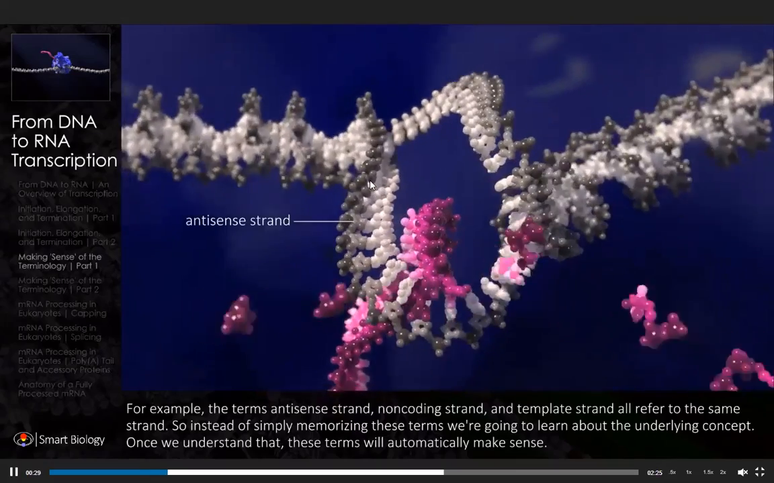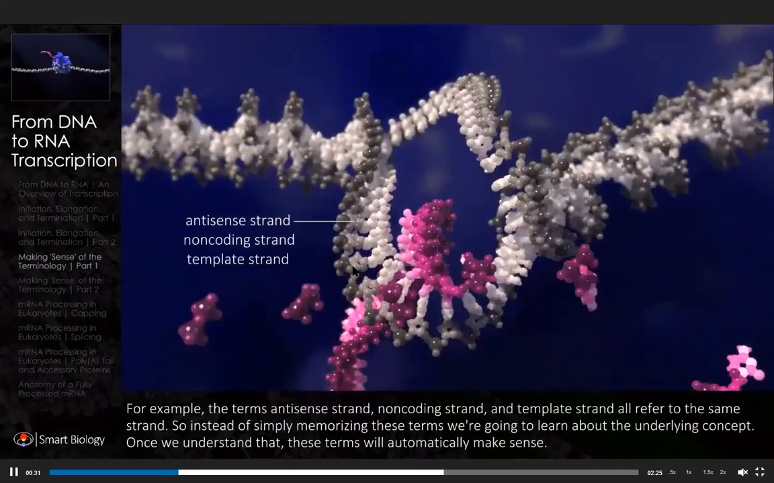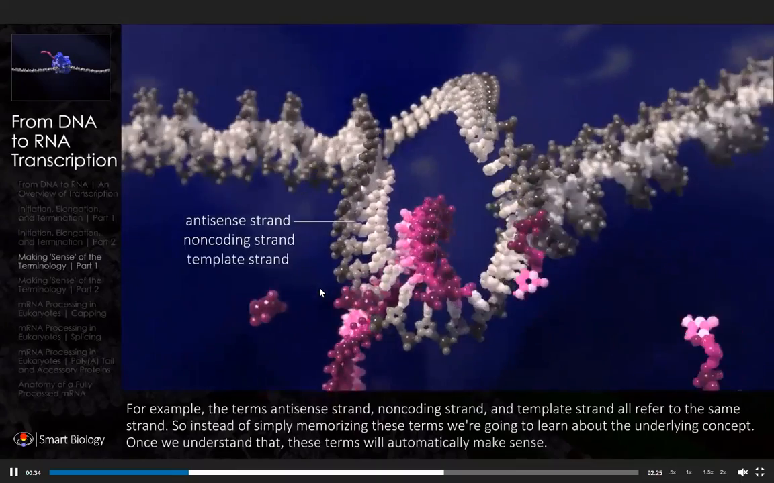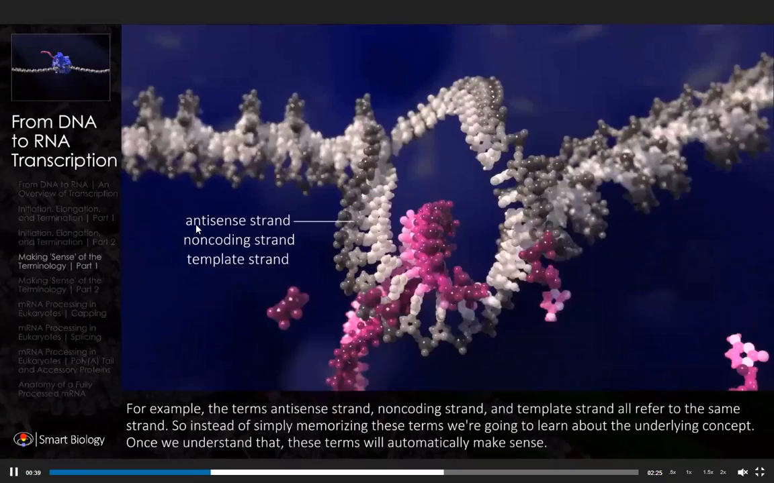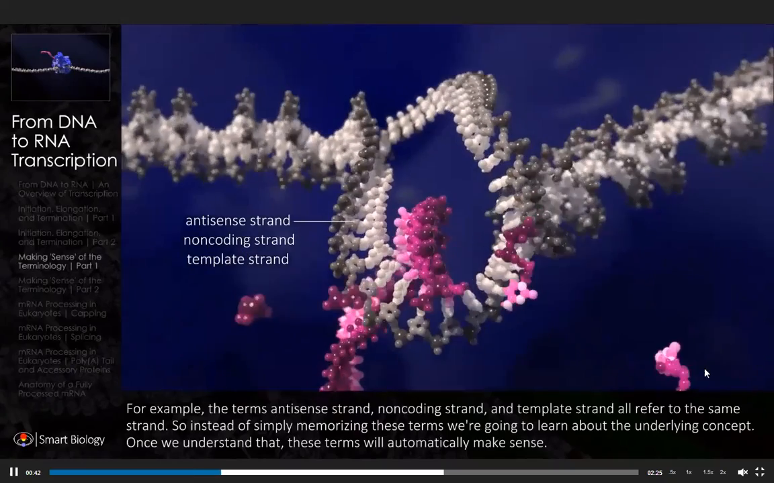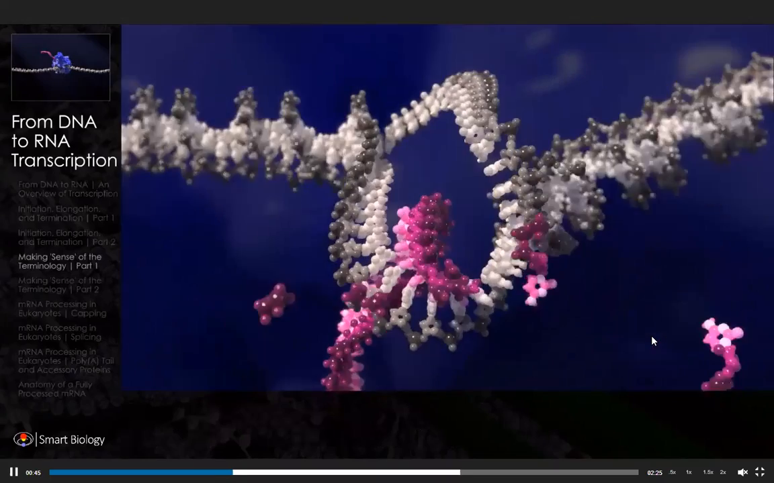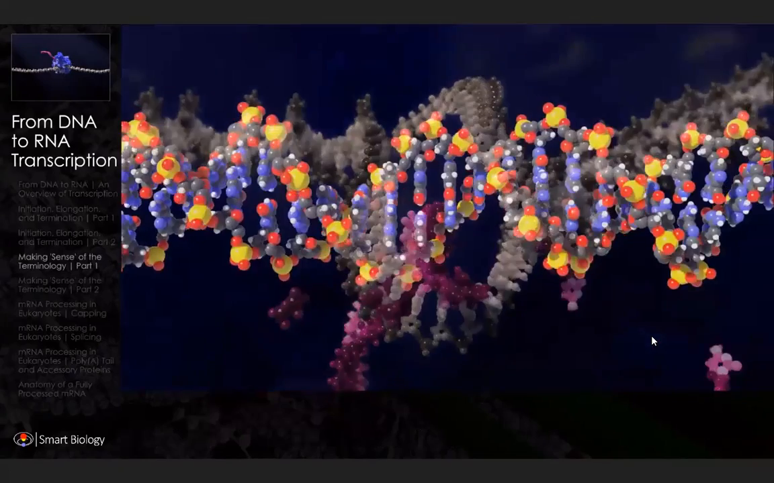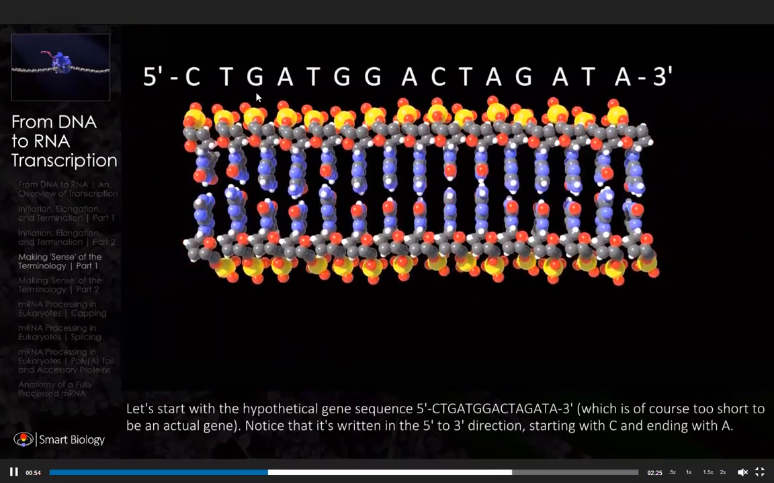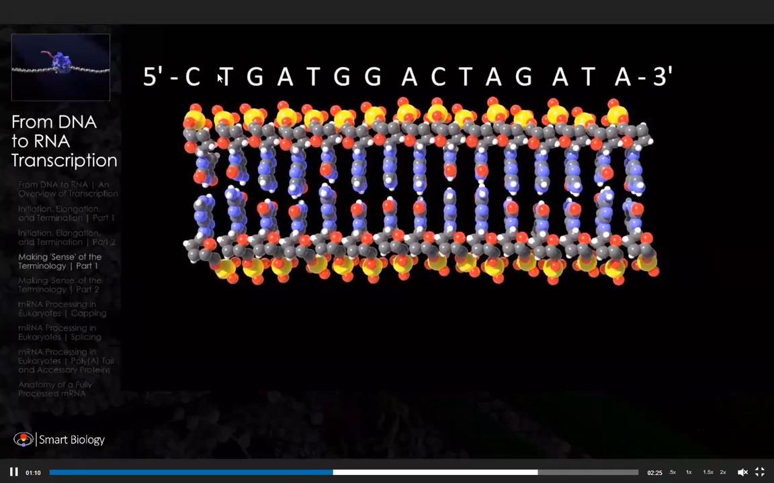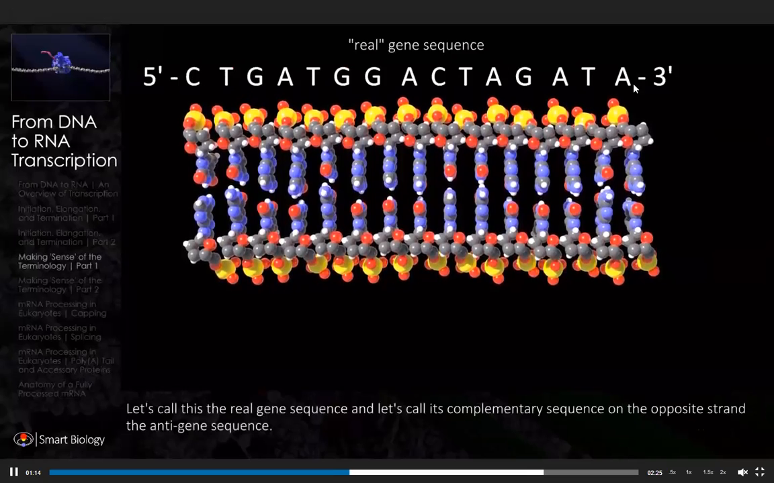So the terms antisense strand, non-coding strand, and template strand all refer to the same strand. So now we are going to try and understand what is the meaning of template strand but non-coding strand. So let's start with this gene sequence. This is a hypothetical gene sequence which has this particular specific sequence. Always we read sequence in a 5 to 3' direction. And so the 5' end has the cytosine, and then we have the adenine at the end.